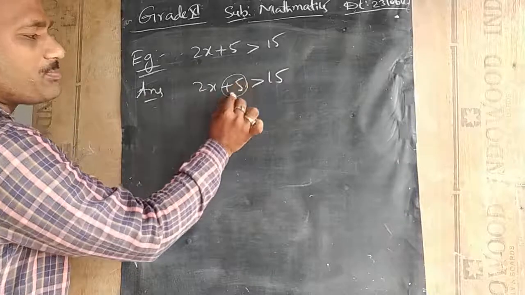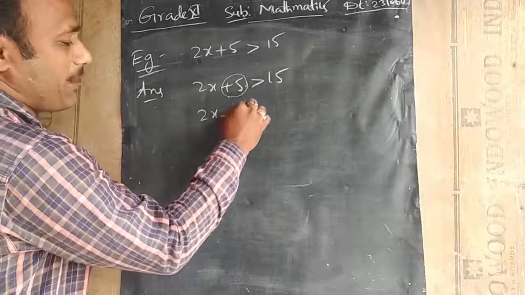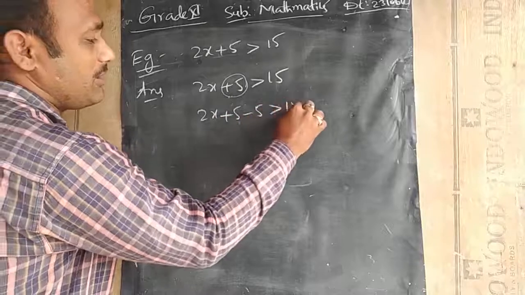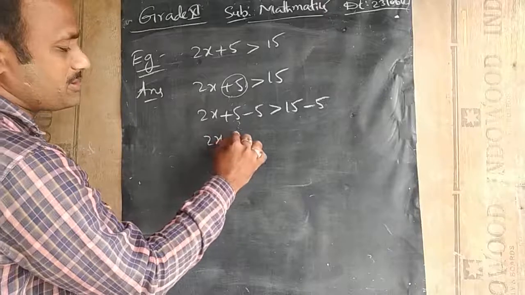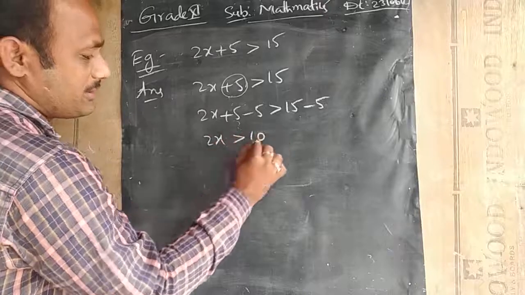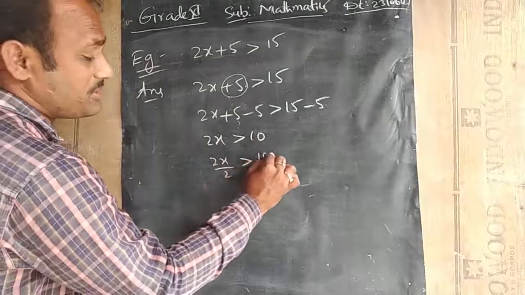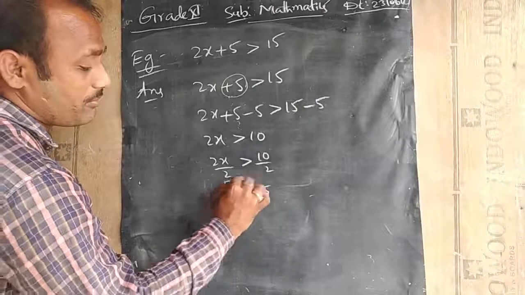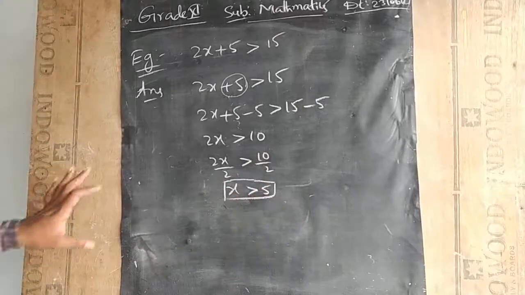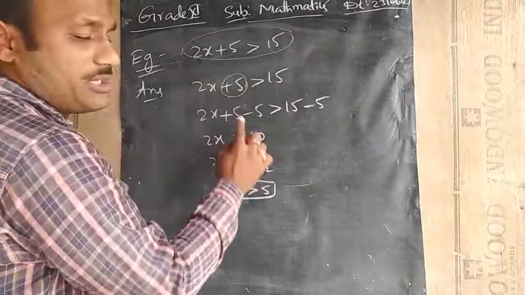So we first remove the plus 5. We add minus 5 on both sides: 2x + 5 - 5 is greater than 15 - 5. So 2x is greater than 10. Next we divide by 2: 2x/2 is greater than 10/2, so x will be greater than 5. This is the way of solving a linear inequation.